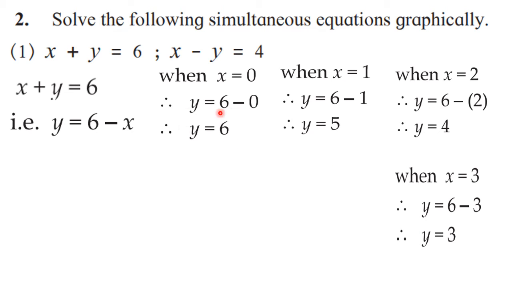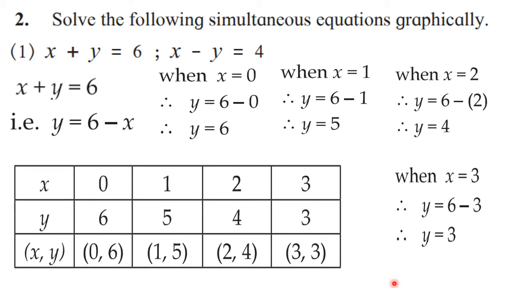So in this way you can take small values. I told you that you have to take small values because our graph paper is limited. After finding all these values, you can make a table and write down the ordered pairs like this. See, first one, 0 and 6. Then second, 1 and 5. Then 2 and 4. And 3 and 3.